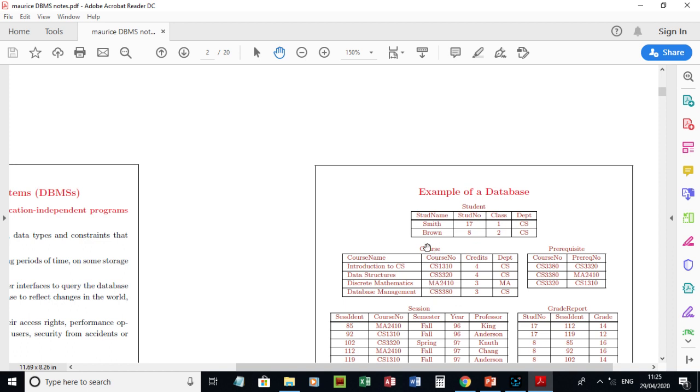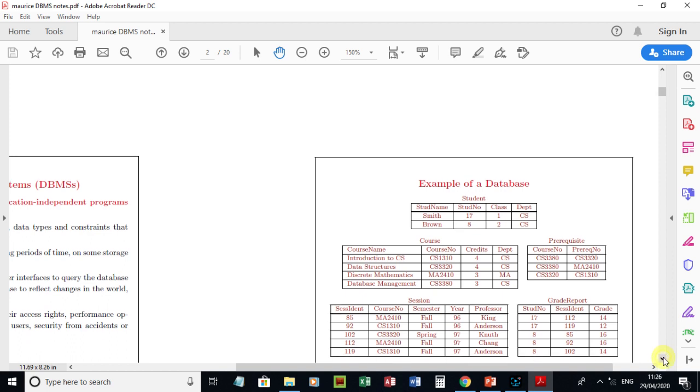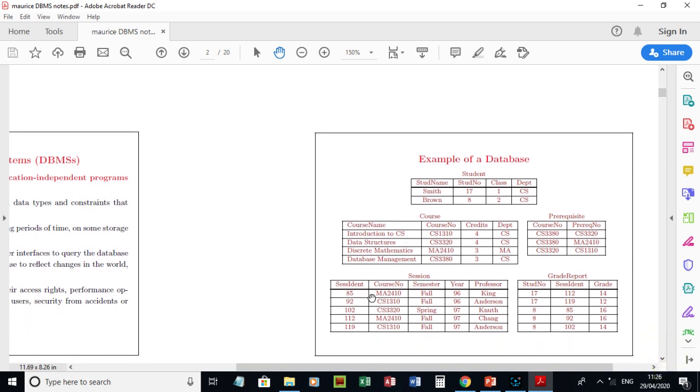The same way, let's look at the course. What is the schema? The schema is course name, course number, credit, and the department. Now, how many instances do we have? 4 instances. Then we have prerequisite. The schema is course number and prerequisite number. The real data has how many instances? 3 values. Then we have sections. How many schemas are there? 5. How many sub-schemas?